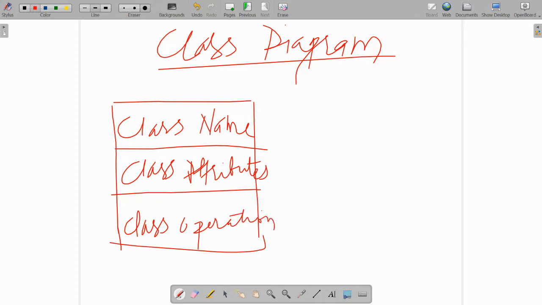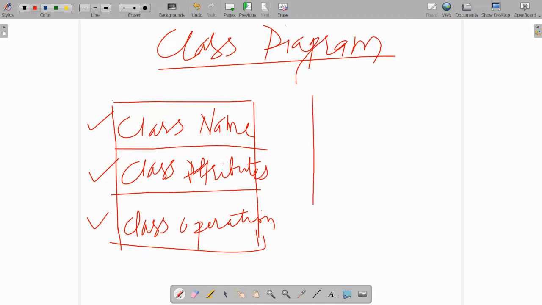We are not going into the detail of this. I hope you understand the class, you understand the function. The same thing applies here also. So when you talk about the class diagram, in general it will be the class name, then you will have the class attributes, and you will have the class operations. Now if I have to specify with an example, the best example would be the student.